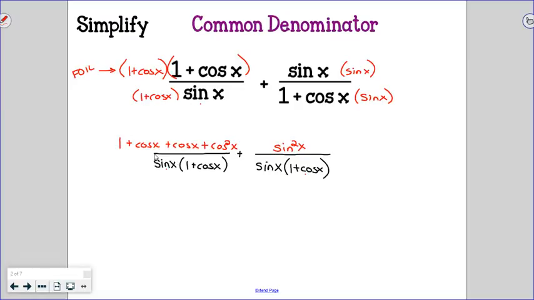Yes, so I'm showing all the steps, but yes, going ahead, this is 2 cosine x, right? That would be like an x plus an x is 2 x's, 2 cosines, right? Absolutely. So cleaning this up, now that we have a common denominator, I can add all the way across here. So 1, and then combine my like terms here, 2 cosine x. Got a cosine squared and a sine squared.